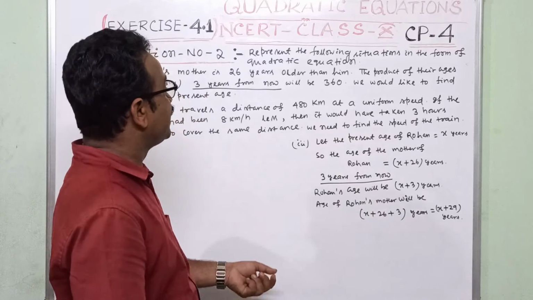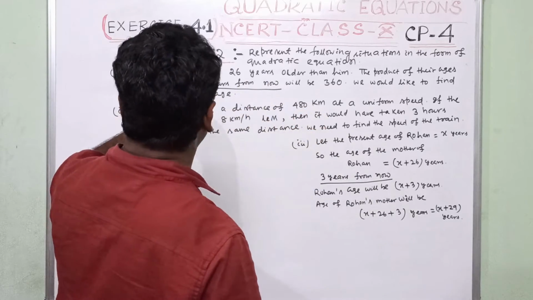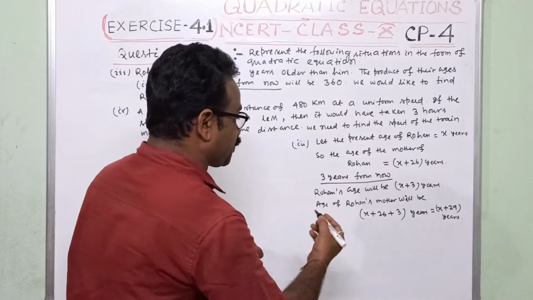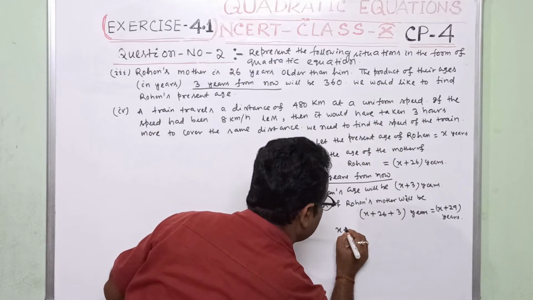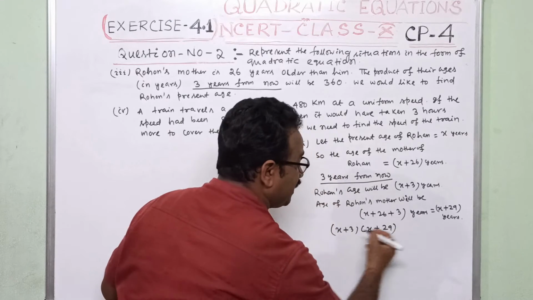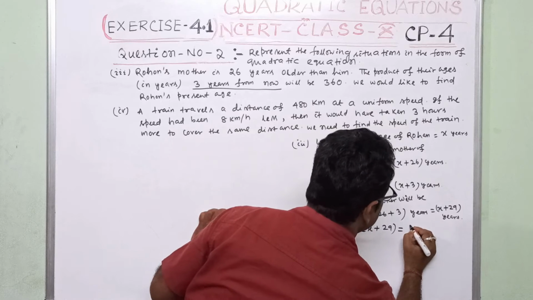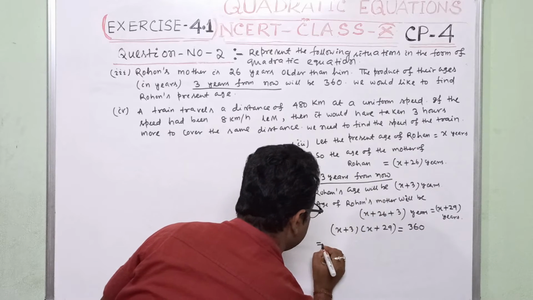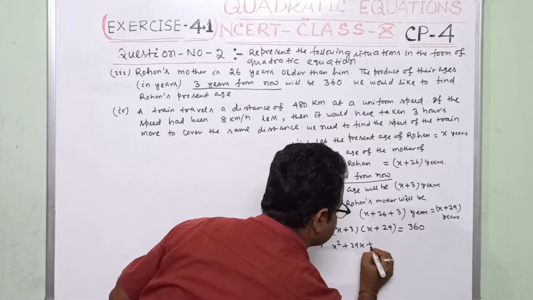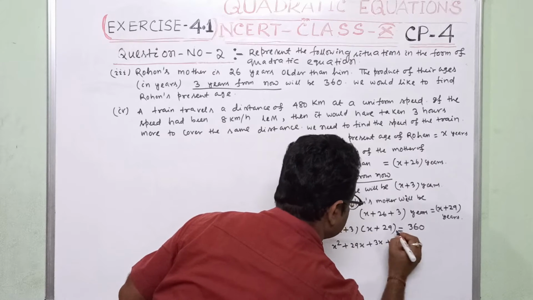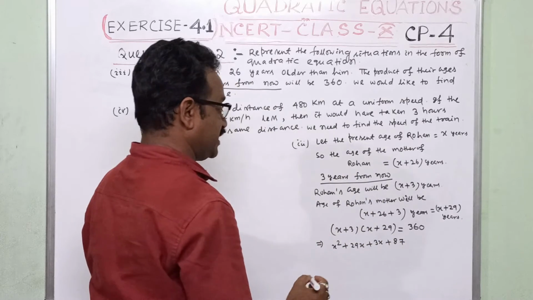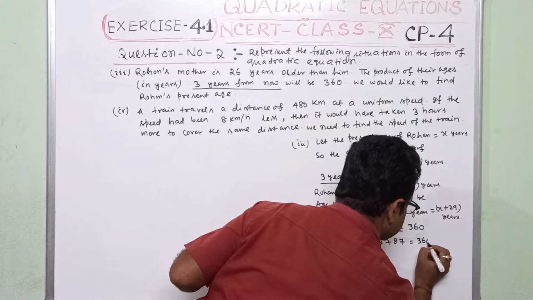Now we have to find the equation. What other situation is given? The product of the ages will be 360. Product, so (x plus 3) into (x plus 29), multiplication, is equal to 360. That implies x square plus 29x plus 3x plus 87 is equal to 360.